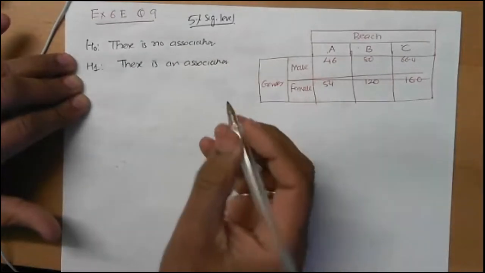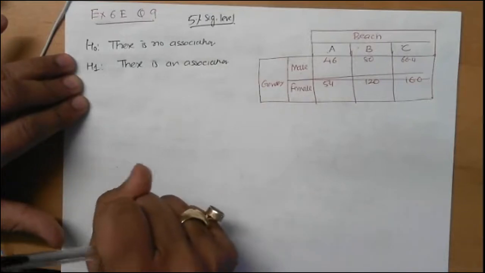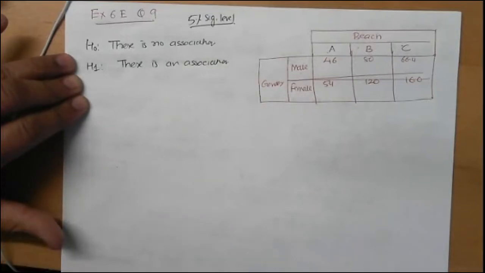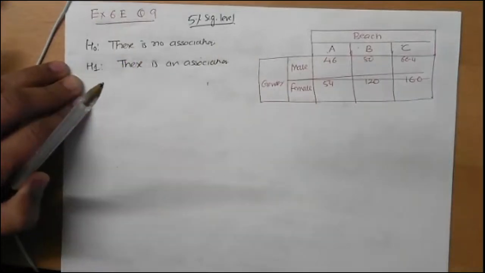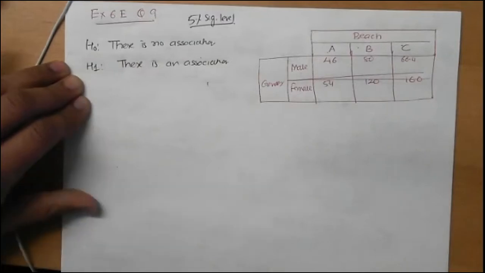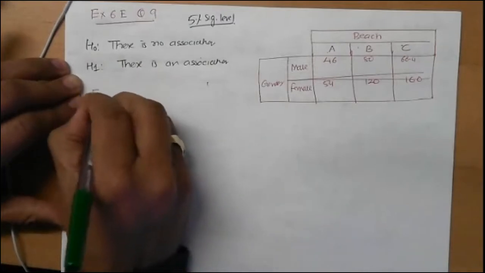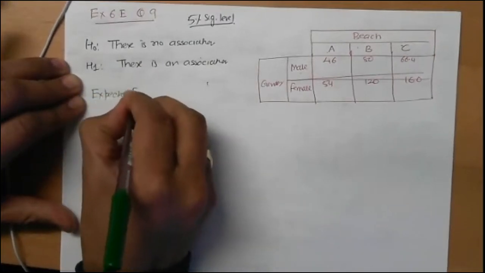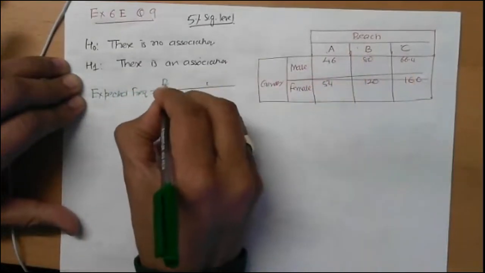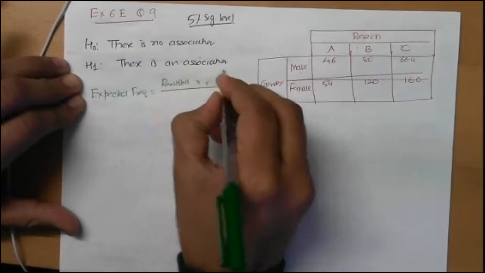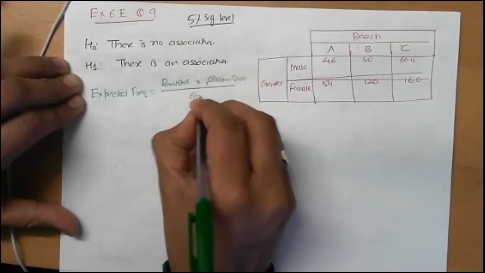All right, guys, so this is our observed data. This is the choice of beach and the gender we are trying to find if there's association or not. What do we need to do after that? We work out the expected frequency. The expected frequency for each cell of this table is row total times column total of that cell, divided by the grand total.